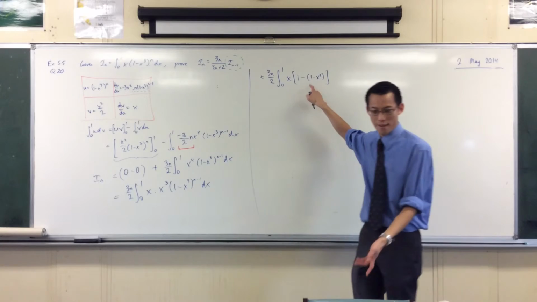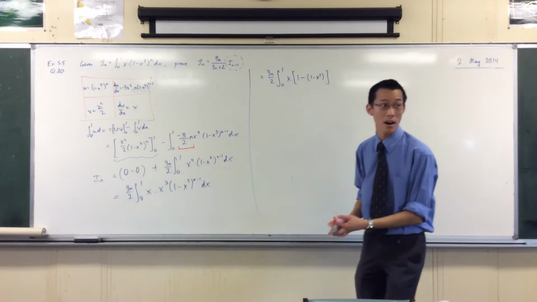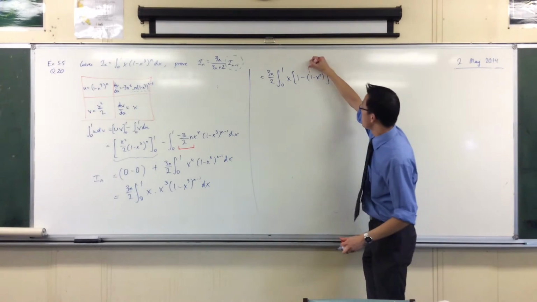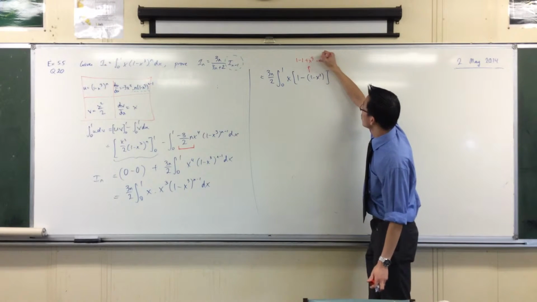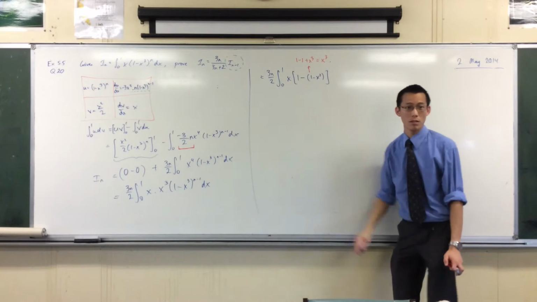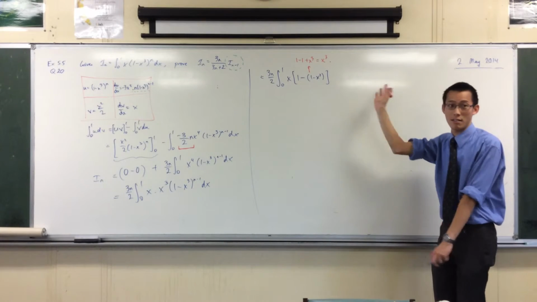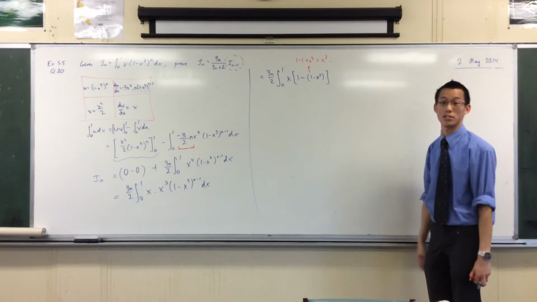Just stop and have a look at that for a second, because in some ways that's the hardest step, I think. Seeing that this is equal to x cubed, because it's 1 minus 1 plus x cubed. That's x cubed, okay? That is very hard to see. I think that's the trick of this question.